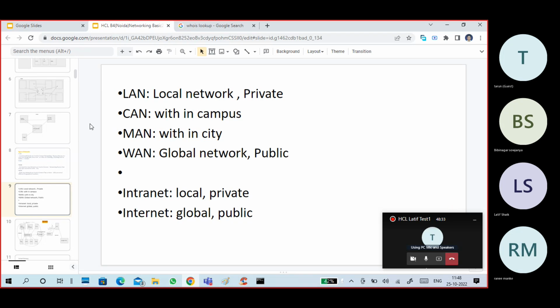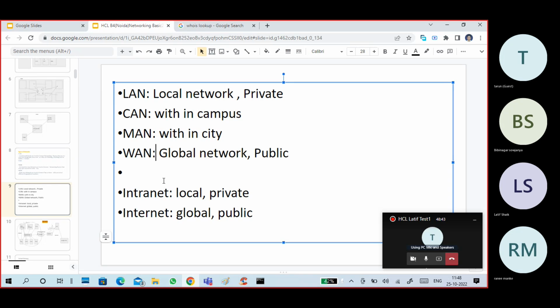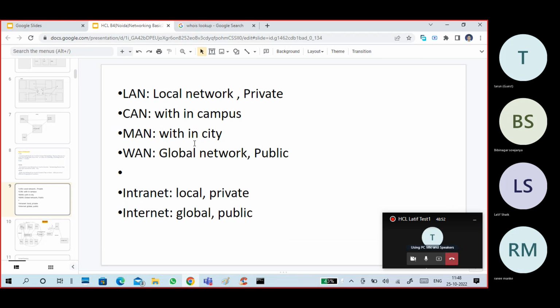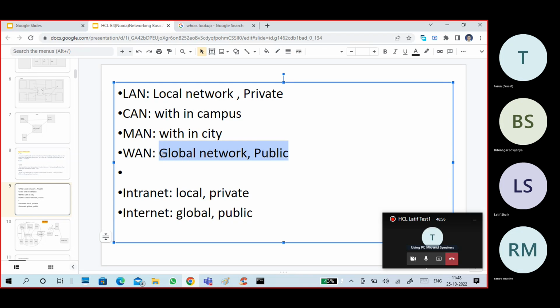Where is Facebook? Where is WhatsApp? Where is Microsoft Teams? Still we can access them because of WAN connectivity. It is a global network. It is public, so it is spread over the entire world. We are communicating through WAN, which means we are communicating in the public network.